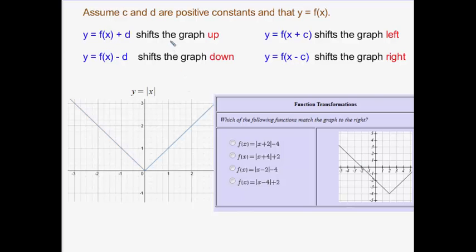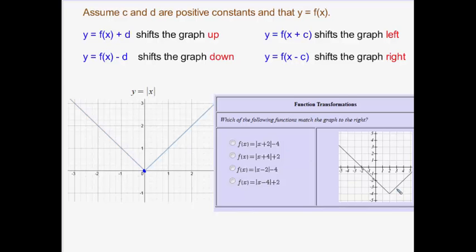Here I have a quick summary of how to alter an equation in order to move a graph up, down, left, or right. So I'd like to start by noticing that the absolute value function looks like the letter V in the alphabet that has a low point here at 0, 0.